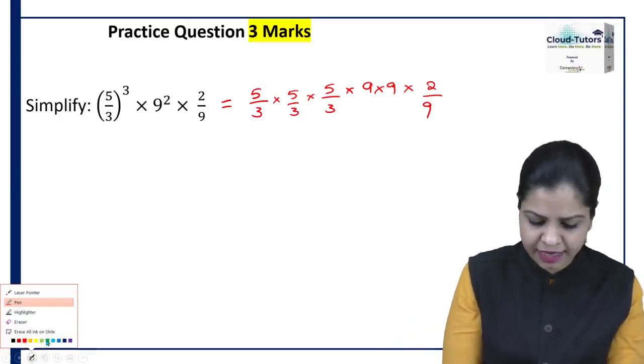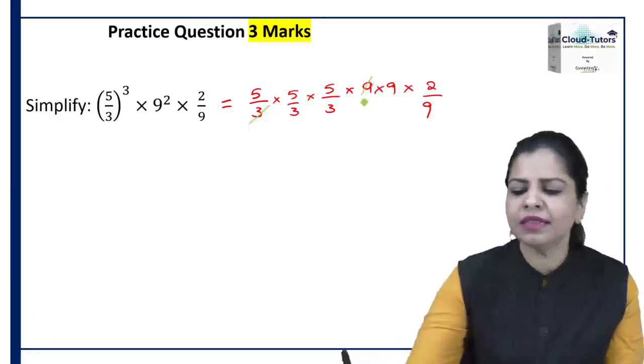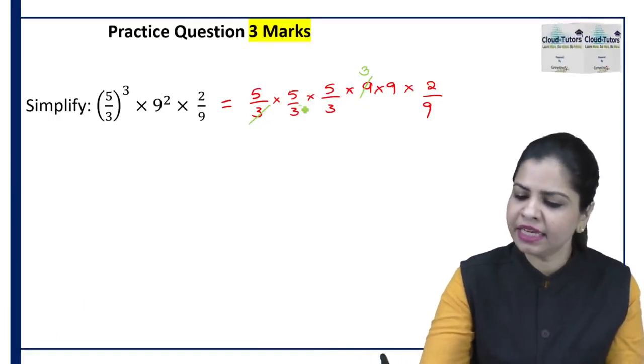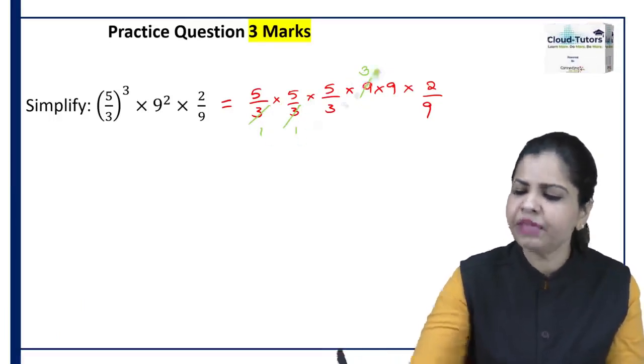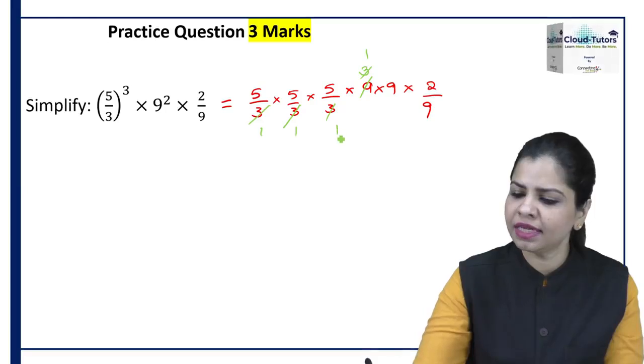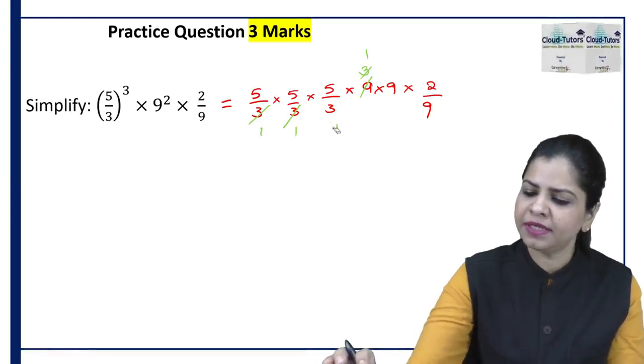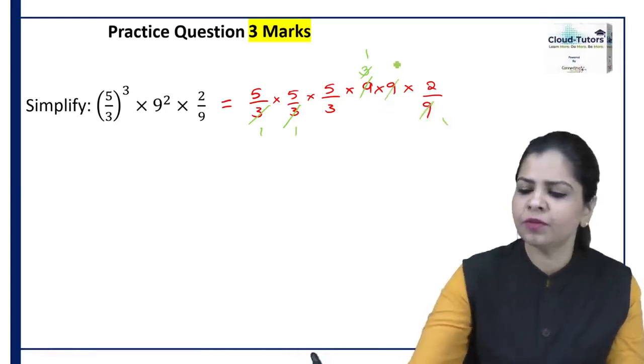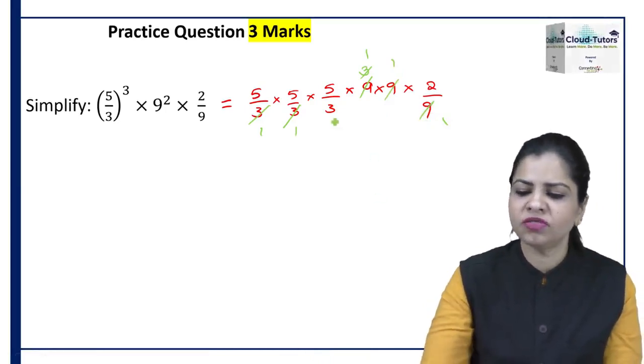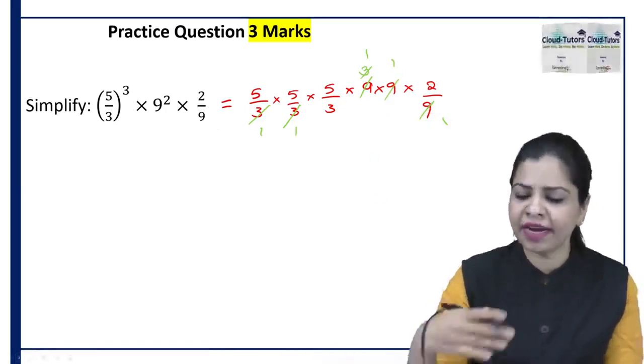How do I simplify? 3 ones are 3, 3 threes are 9. 3 ones are 3, 3 ones are 3. Let this be as it is. 9 ones are 9. So what is left? 3 alone is left. Can I simplify it? No.